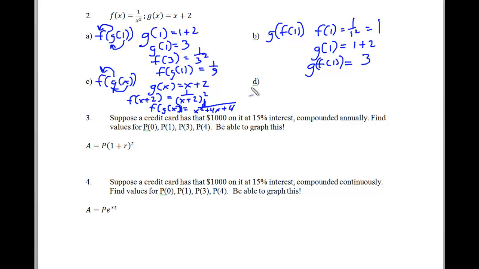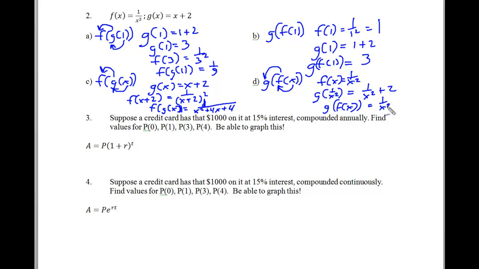So 1 over that. Now D is going to be my g of f of x, where I'm going to have my x in for f, which is already done, and then put that in for g. So my f of x is 1 over x squared, and then I'm going to plug that in for my g, 1 over x squared. So I've got 1 over x squared plus 2, and therefore my g of f of x is 1 over x squared plus 2.